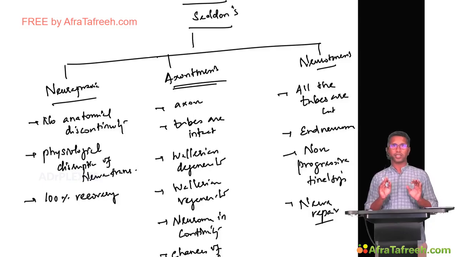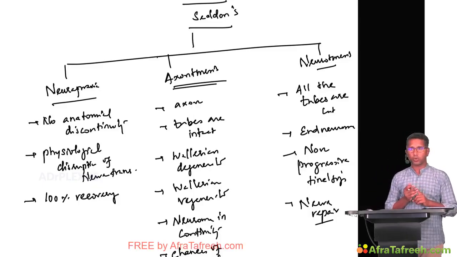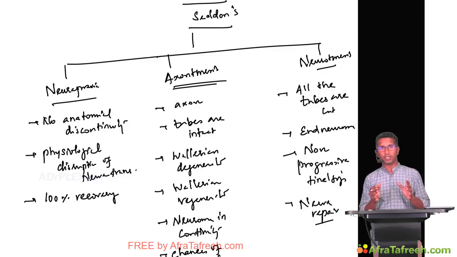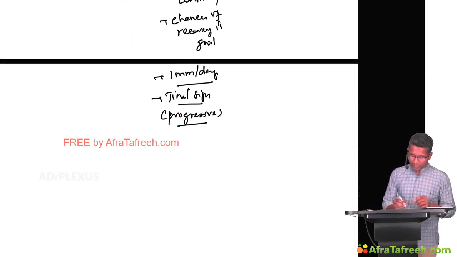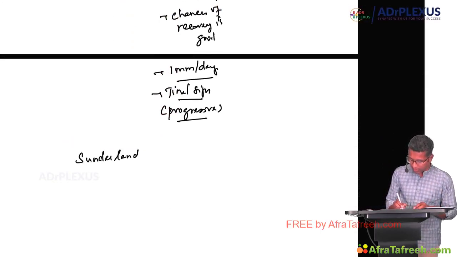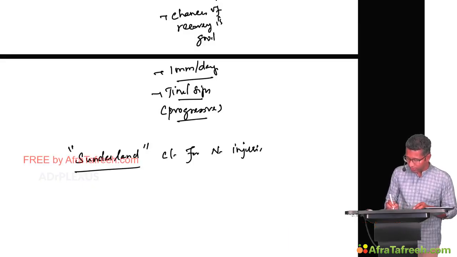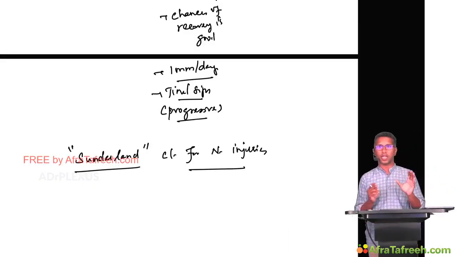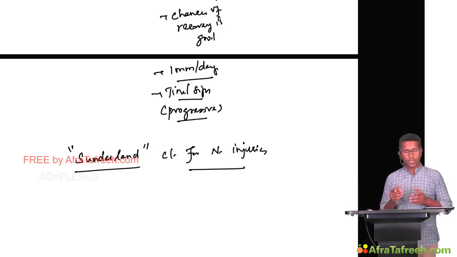So just understand that there are three types of nerve injury. One is called neuropraxia, next is axonotmesis, and next is neurotmesis. This kind of nerve classification is called Seddon's classification. I'll add one more point here. There is another classification for nerve injury called Sunderland classification. I am not going into the details of it, just understand that there are two classifications for nerve injuries, Seddon's and Sunderland, guys.